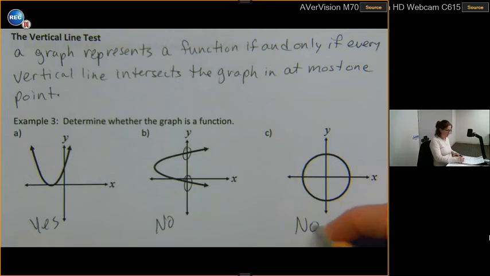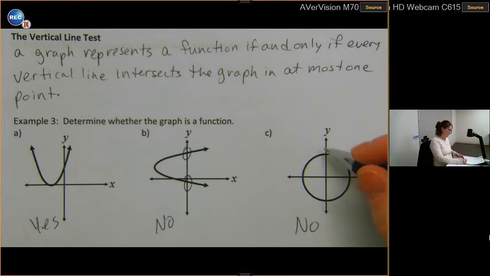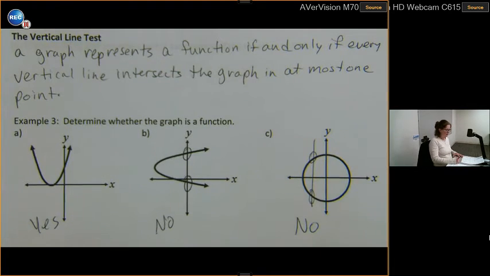Letter C is also not a function because I have a vertical line. In fact, I could draw any other vertical line too. I could draw a vertical line right here and show that it's not a function. I could draw it over here. If there's any spot, even if there's just one vertical line that hits twice, then your graph is not a function.